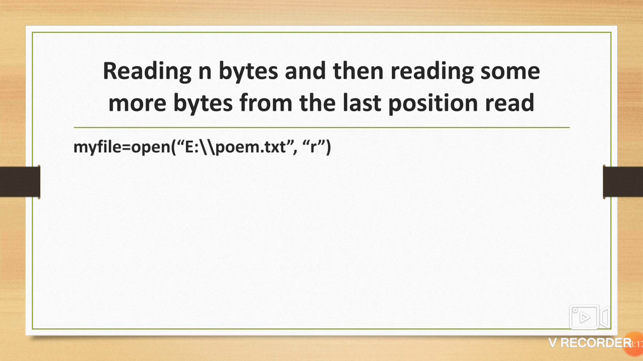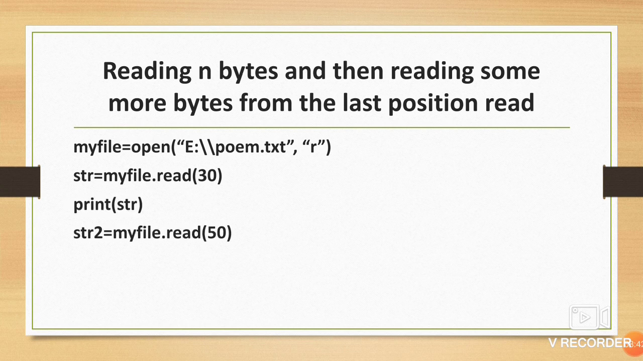Again, myfile equals open, inside the opening and closing parenthesis, e:/pom.text comma r. R means the file will be opened for reading purpose. str equals myfile.read inside the bracket 30. It means it will read the first how many bytes? 30 bytes. Print str. str2 equals myfile.read inside the bracket 50. Print str2. myfile.close.